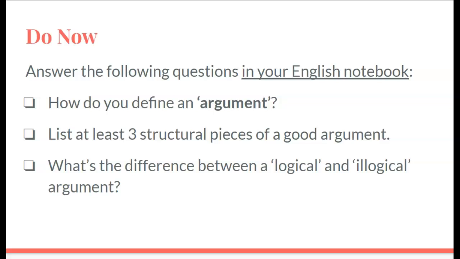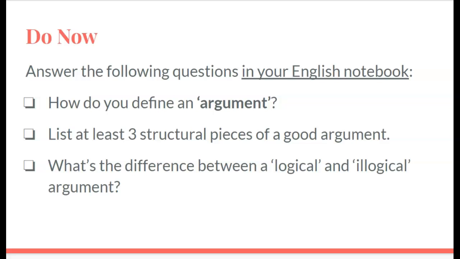3 pieces of a good argument. You might have written down claim, evidence, subclaim, counterclaim, rebuttal. Those are just a couple of examples from the argument structure focus area that you might have written down as far as pieces of a good argument.